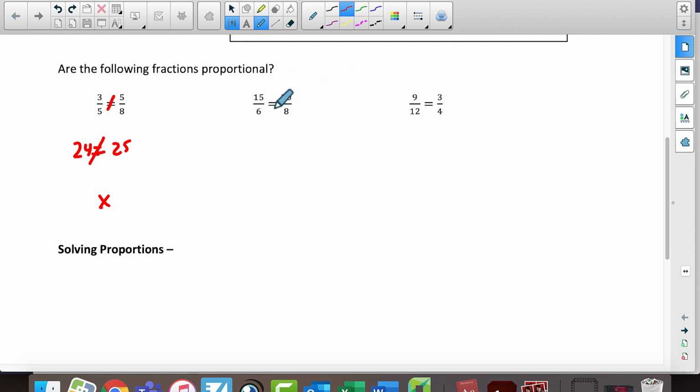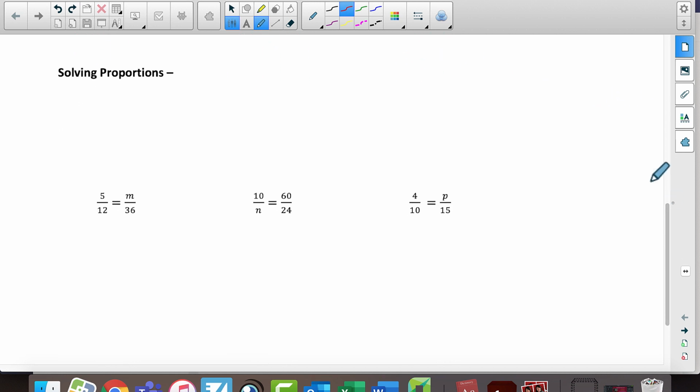Alright, let's try the next one. If we multiply this way, I get 6 times 20, which is 120. If I go this way, I go 15 times 8. Ooh, might need to break the calculators out for that one. 15 times 8 is 120. What do you know? You get the same thing. They are proportional to each other. One more. If I multiply this way, it doesn't matter which way you go first. I'll go this way first. 9 times 4, 36. 12 times 3, 36. Yes, those two fractions are proportional to each other. The two diagonals have to equal each other when you multiply.